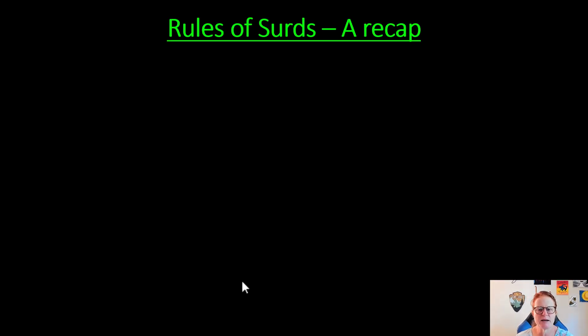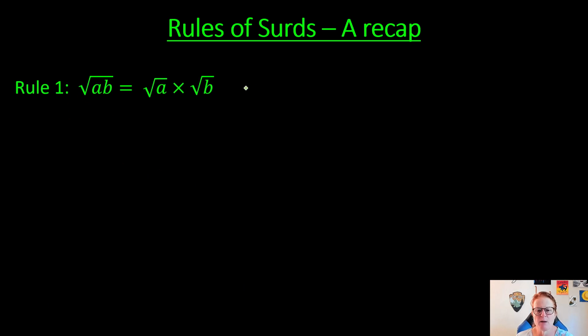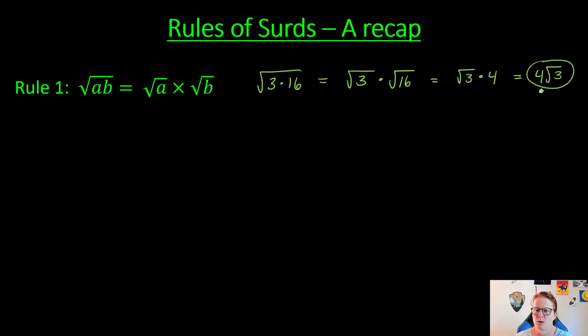Rules of surds, a recap. We have the square root of a times b is equal to the square root of a times the square root of b. So what that means is if I have the square root of 3 times 16, I can separate that into the square root of 3 times the square root of 16. Why would we do that? Because then I can take the square root of 16 by itself. That's going to be the square root of 3 times 4, which comes out to be 4 square root of 3, final answer. We're going to do a lot of that today.